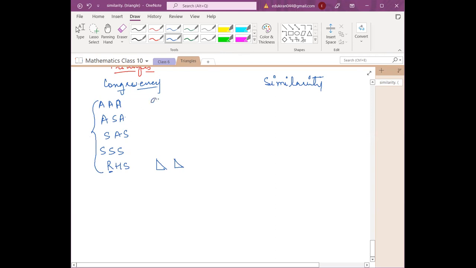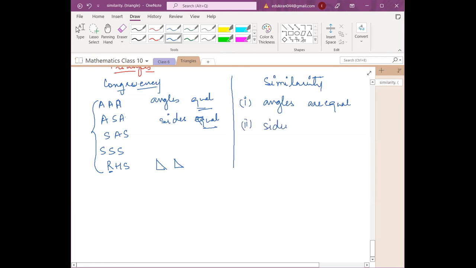Congruency means angles equal and sides equal. So the important thing was equal. I mean, they have to be equal. Now, if you talk of similarity, there are two criteria which need to be fulfilled. That the angles are equal, right? Yes, ma'am. Okay. The second criteria is sides are in proportion, or in the same ratio, we can say.